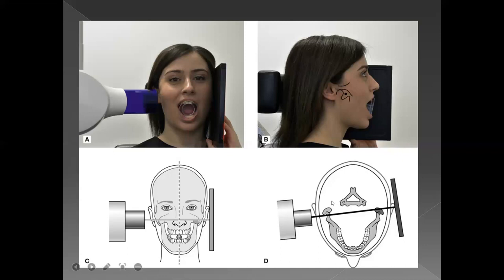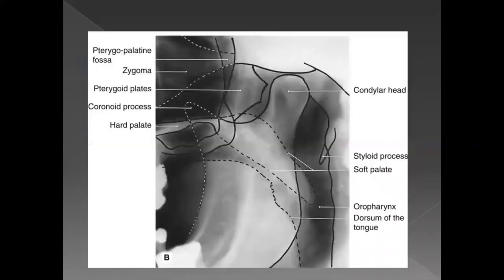However, you will get some superimposition from the right side condyle as well on this. So maybe it will make your interpretation a bit difficult. Okay. So what do you see in this X-ray? You will obviously see the zygoma because it is fired through it.